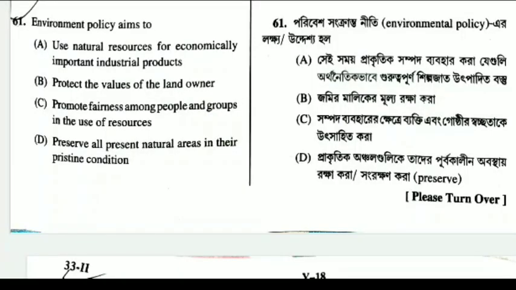So before knowing all these answers, I would request you to get ready with your notebook so that you can write down the important points which are going to be very helpful in the upcoming examinations. So let's start with question number 61.